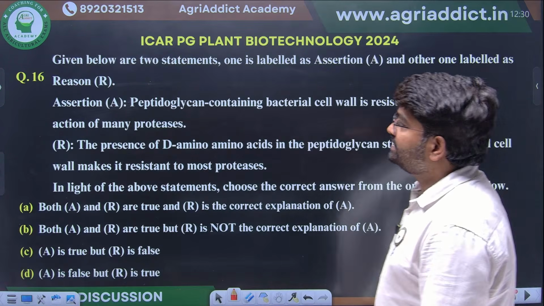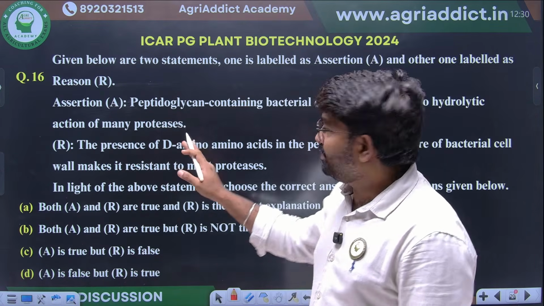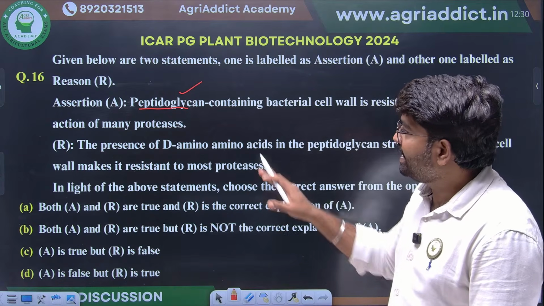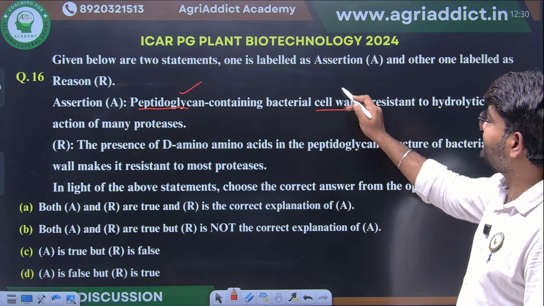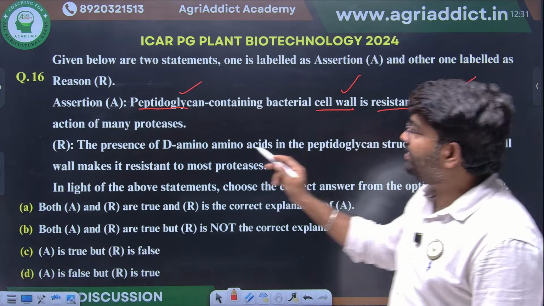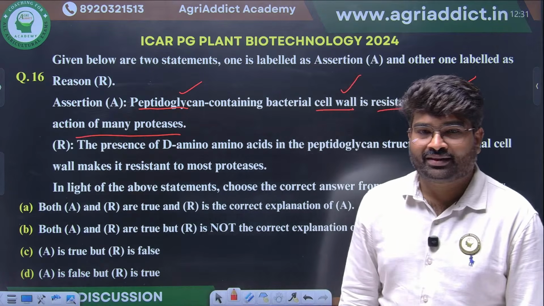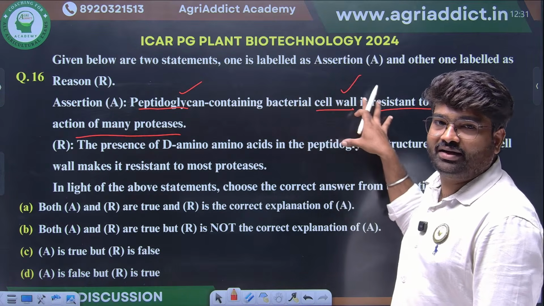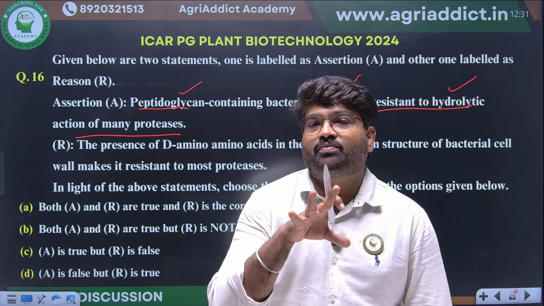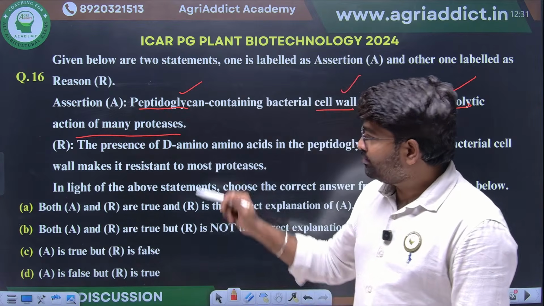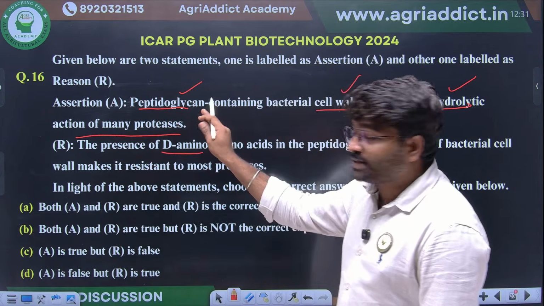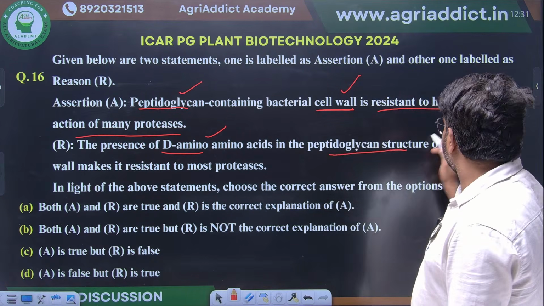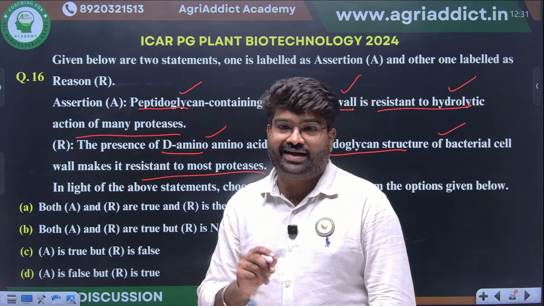Next, they have asked about bacteria, peptidoglycan. The assertion says peptidoglycan in the bacterial cell wall is resistant to the hydrolytic action of many proteases. What is the reason? This peptidoglycan will have D-amino acids, that may resist most proteases, like that they are saying.